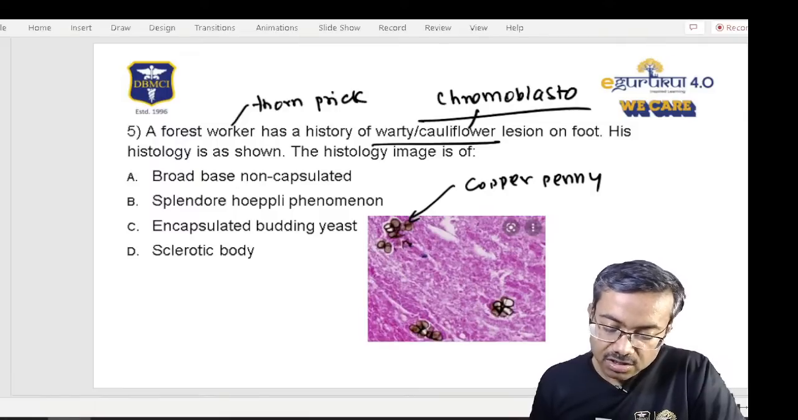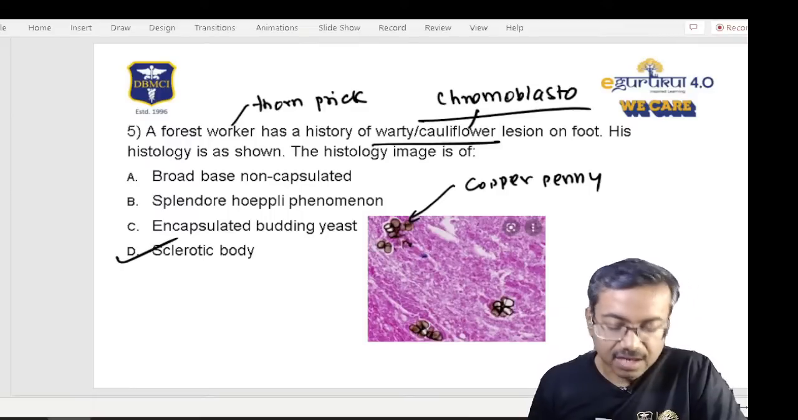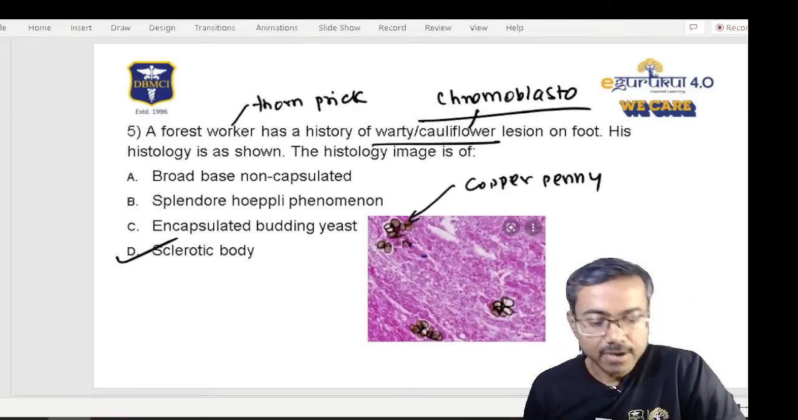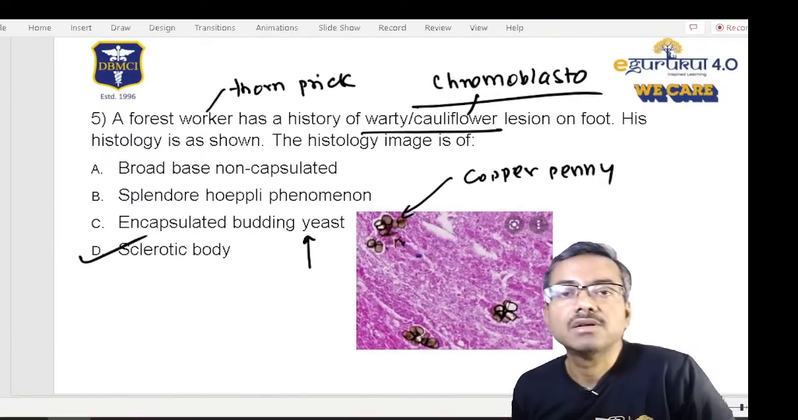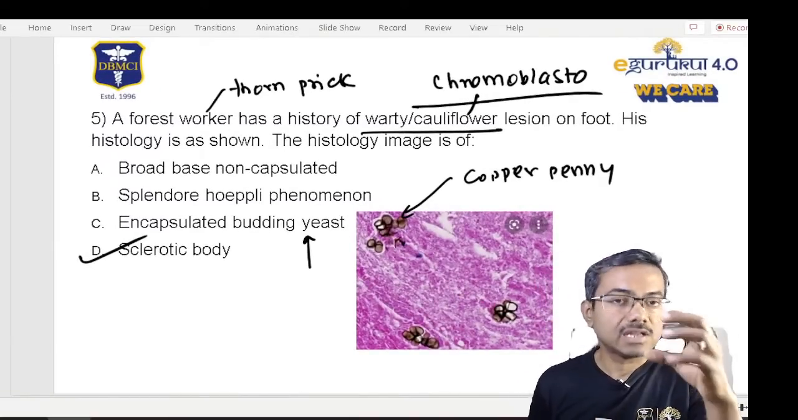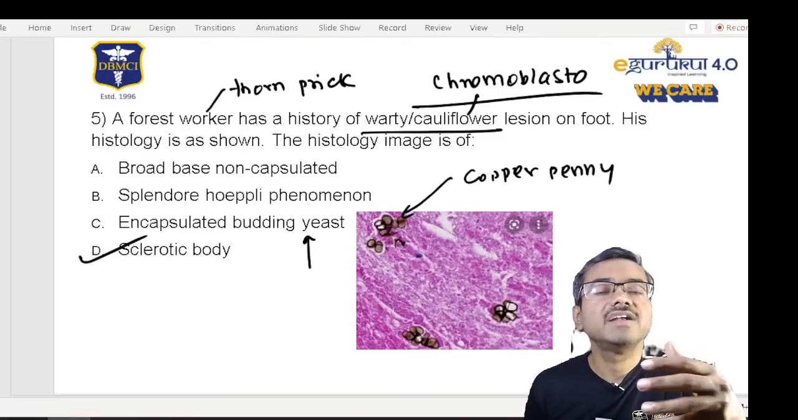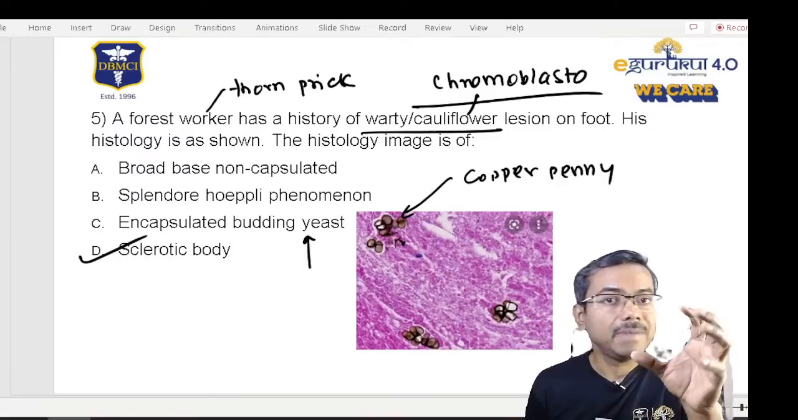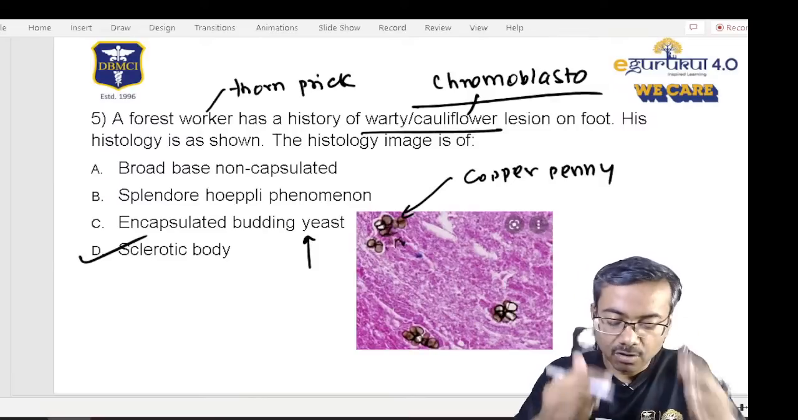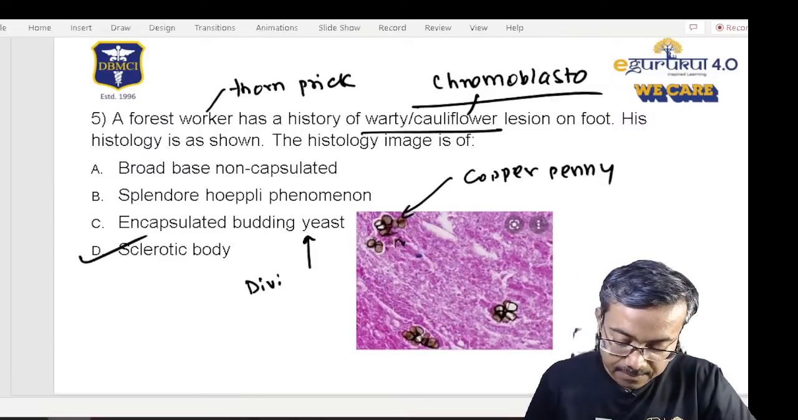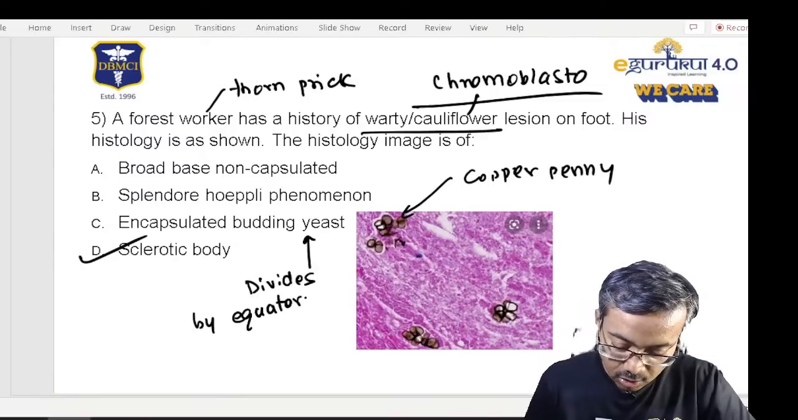Okay. The histology image is off. Now obviously the answer is sclerotic body. Now, is it encapsulated budding yeast? No, it's not. The sclerotic body doesn't divide by budding. Basically it just splits into two, like how the equator is there in between. We call it septation. It divides by equatorial separation, not by budding.